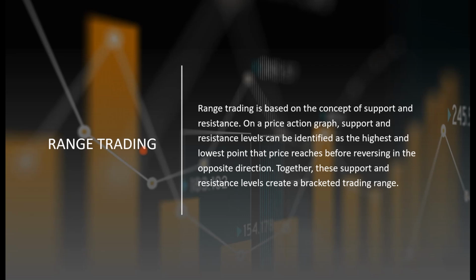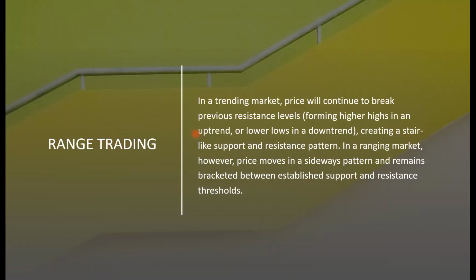Once we've looked at a price action graph or chart and identified these support and resistance levels, we can trade them as the highest and the lowest point the price reaches before reversing in the opposite direction. Together, these support and resistance levels create a bracketed trading range. In a trending market, price will continue to break previous resistance, forming higher highs in an uptrend or lower lows in a downtrend, creating a stair-like support and resistance pattern.